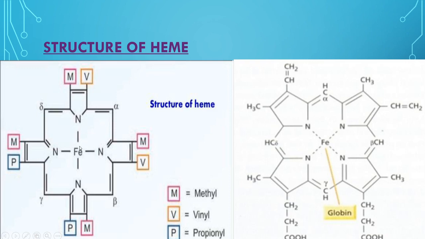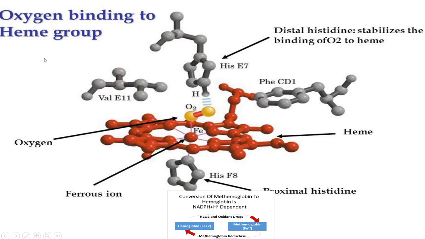The tetrapyrrole ring has substituted groups in a systematic manner: methyl vinyl, methyl vinyl, methyl propenyl, and methyl propenyl, in this manner. Again, you can see the three-dimensional picture of only heme, showing oxygen binding to a heme group. The fifth bond is with histidine F8, and another is with oxygen. The sixth bond is with oxygen, as it is hexavalent.